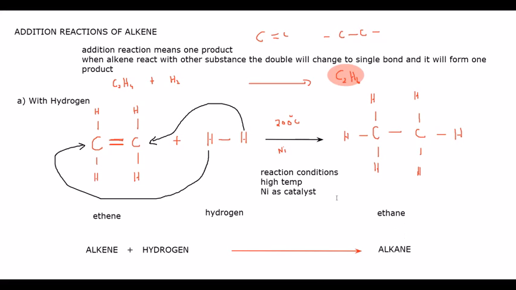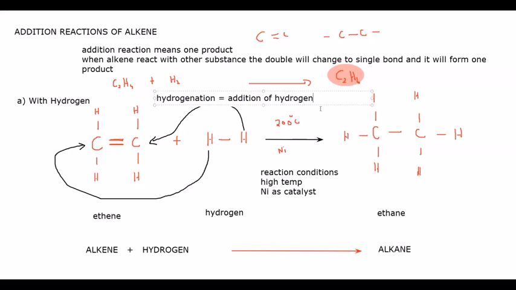Sir, if we didn't use a catalyst in the reaction, will it still work at high temperature? Yes, but it will be very slow. So the purpose of the catalyst is to speed up the reaction. In the absence of the catalyst, the reaction rate will be very slow. That's why, to speed up a reaction, we use a catalyst. And in this, we are adding hydrogen. So when we are adding hydrogen, we also call that hydrogenation. The term hydrogenation means addition of hydrogen.